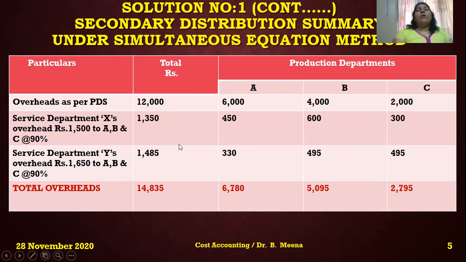Then I'll put the total of all the columns: total column, A column, B column, C column. That is the total overheads under the simultaneous equation method. So this is the answer as per the simultaneous equation method. Let me check whether our answer is right or wrong by applying the repeated distribution method for the same problem.